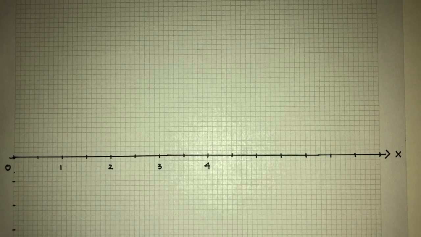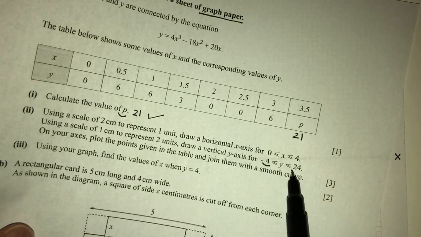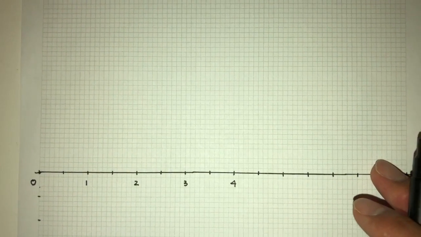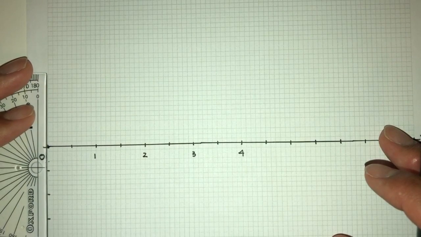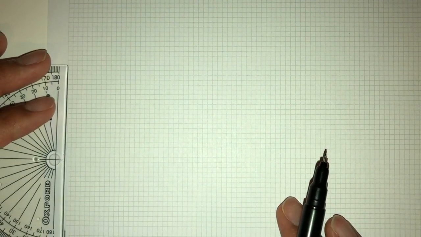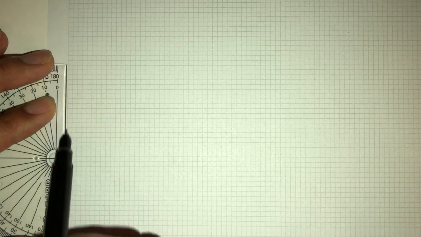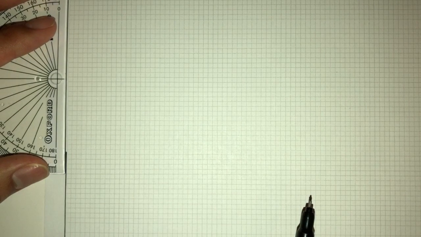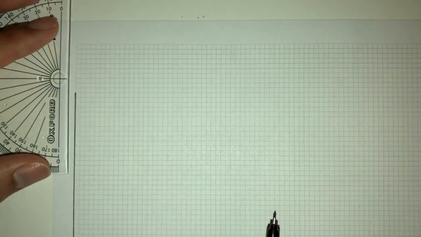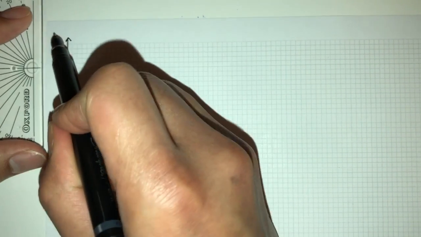Now for the y-axis, we need to use a scale of 1 centimeter for 2 units, but it is from -4 till 24. Let's first draw the vertical axis before we label our line. For example, that will be my vertical axis. Of course, you will have a proper ruler. Don't use this to draw your lines. It's not good. Make sure you have a proper ruler for these kinds of questions. And of course, you will be using a pencil, not a pen, because for drawings you have to use a pencil.